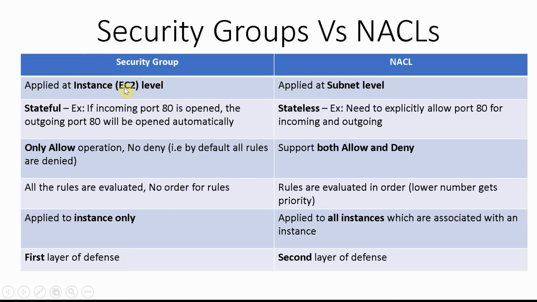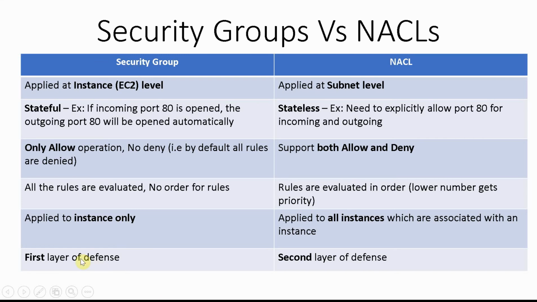Security group is applied at instance level, whereas a NACL is applied at subnet level. Security group only has allow operations, while NACL has both allow and deny. In a security group, all rules are evaluated and there is no order, but in NACL rules are evaluated in order. Security groups are applied to the instance only, whereas NACLs are applied to all the instances in the subnet.